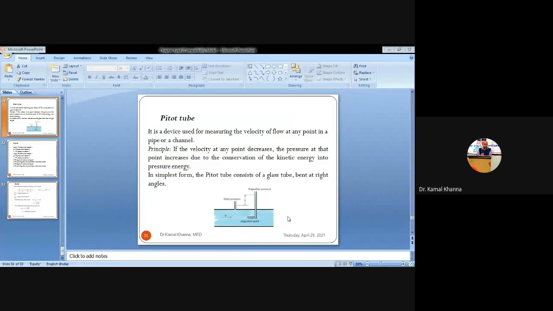You can see there is a difference between the pressure level at the first point as well as the second point. The second point is showing the stagnation pressure and the first point is showing the static pressure. You can see one end of the pitot tube is open within the pipe and one point is open to the atmospheric air, where the atmospheric pressure is acting on the liquid.